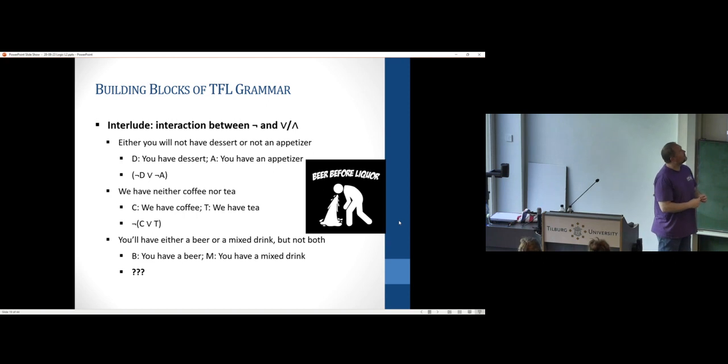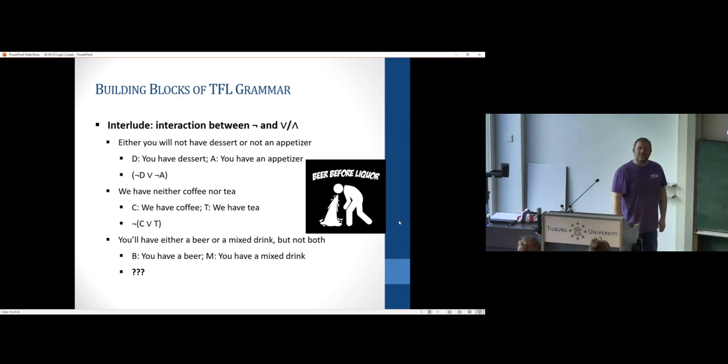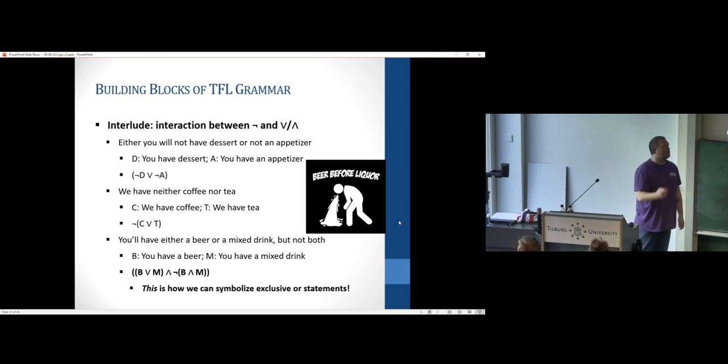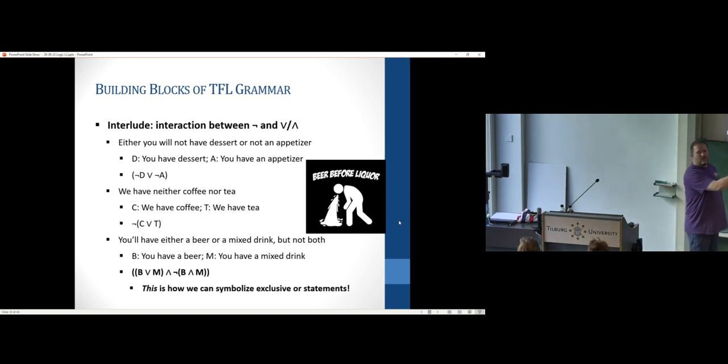It's B or M in brackets, and then an and, and then a not B and M. So we look at the whole sentence. The main operator in the English is the but. One half of it is you'll have either a beer or a mixed drink, so B or M. And the second half is not both. And I just did a hell of a song and dance about how to say not both. So we stitch the two together: either you'll have a beer or a mixed drink, and it's not the case that you will have both.